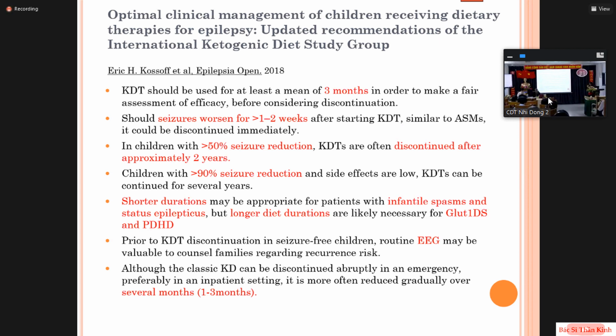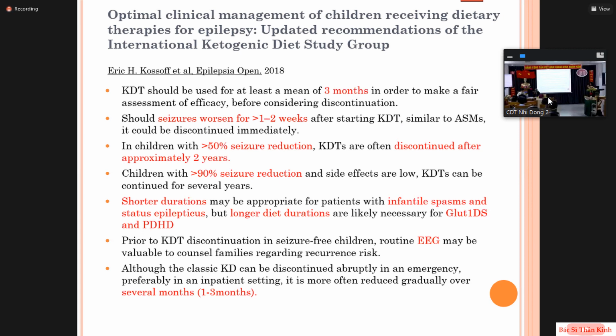In children with more than 50% seizure reduction, ketogenic diet is often discontinued after approximately 2 years. And in children with more than 90% seizure reduction, if the side effects are low, ketogenic diet can be continued for several years. So shorter durations may be appropriate for patients with infantile spasms and status epilepticus, but longer durations are necessary for GLUT1 and PDHD.